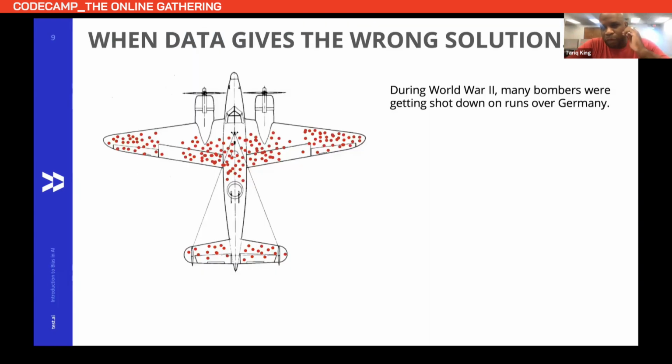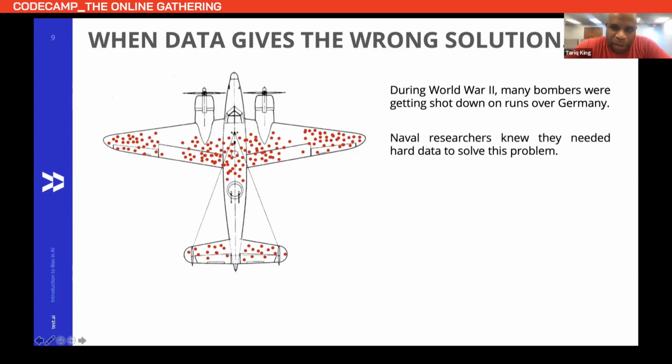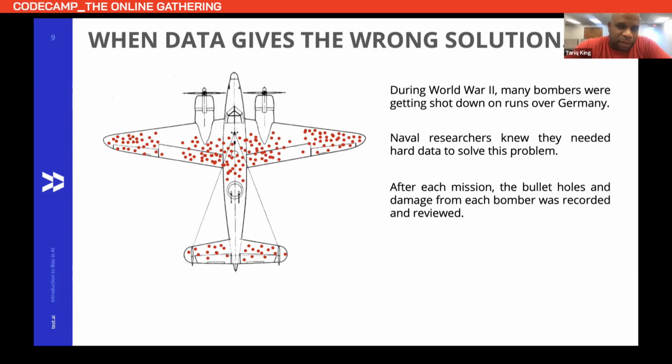All right, so during World War II, and we have a good example here, probably about 1943, there were a lot of bombers getting shot down on runs over Germany. And so, of course, the scientists and researchers back then were like, okay, we really need some hard data to solve this problem, right? So they went out and collected samples of the bullet holes from each damaged bomber, and then actually recorded that, and then sat down to review it, right?